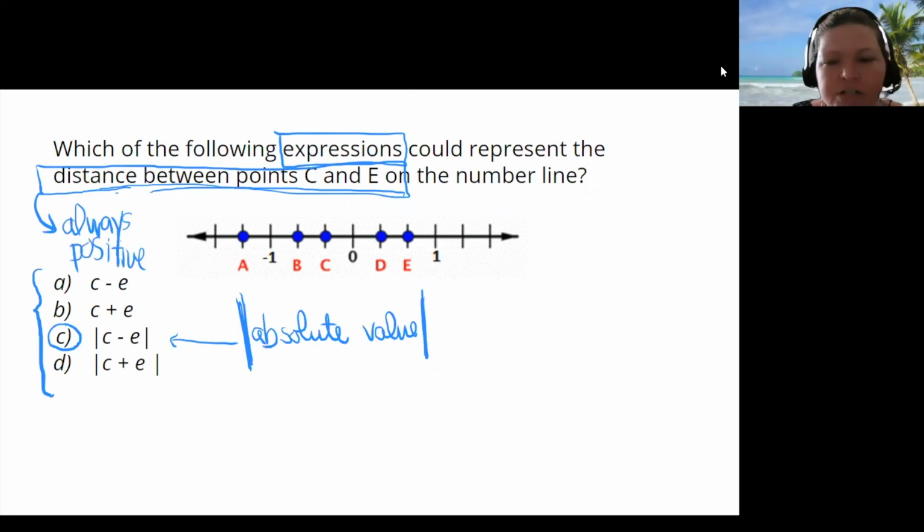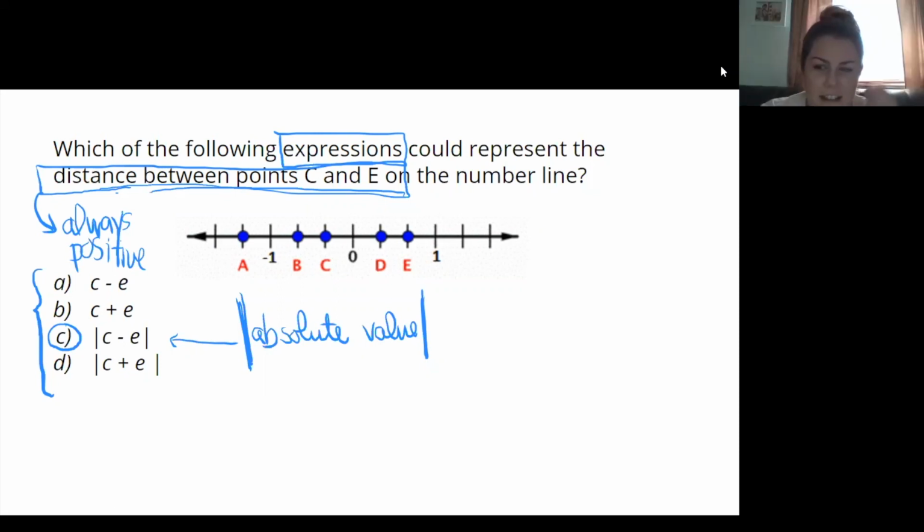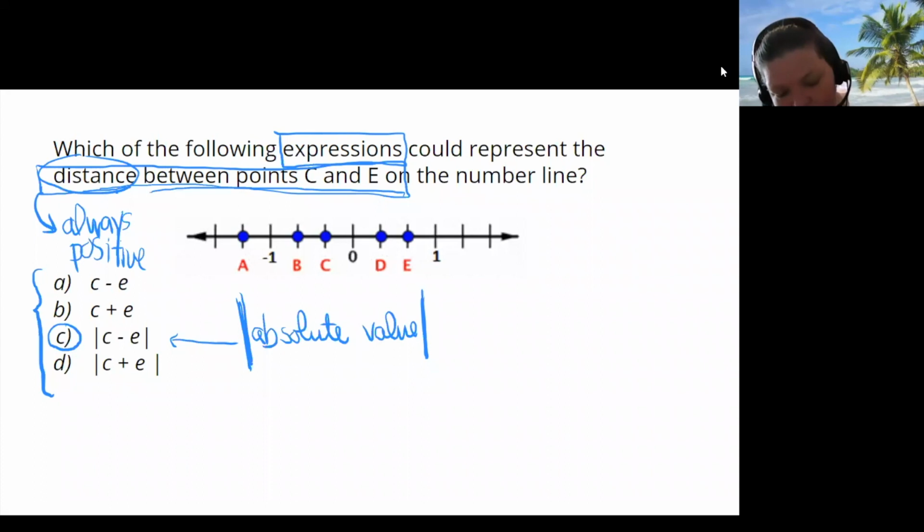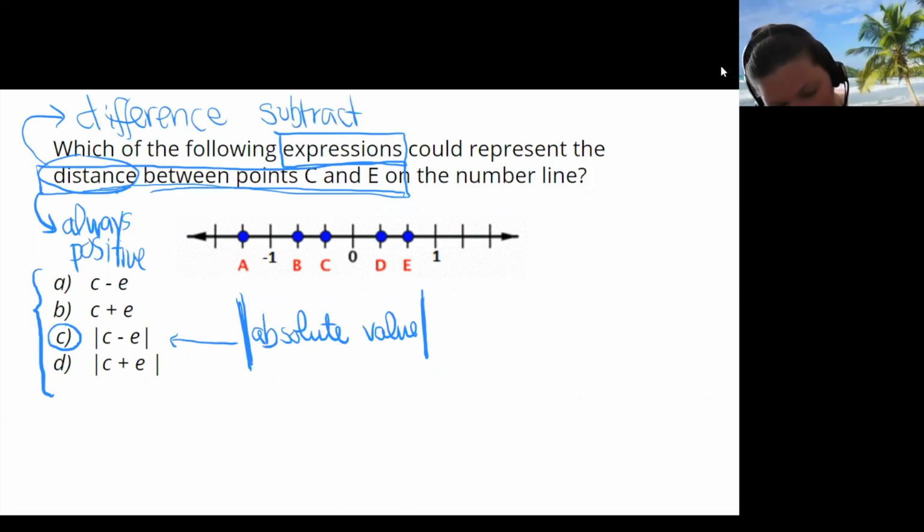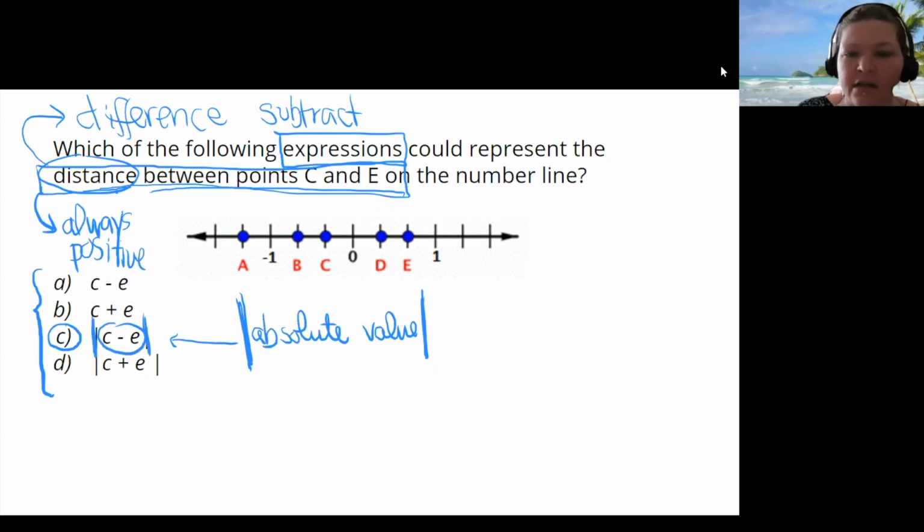Anything else that attracted you to the answer C? It had minus. Absolutely. Distance is synonymous with the word difference. It is the positive answer when you subtract two numbers. Yes, I love this. What this expression says is subtract, and then whatever answer you get, make it positive. Nice job, and that is the right answer.